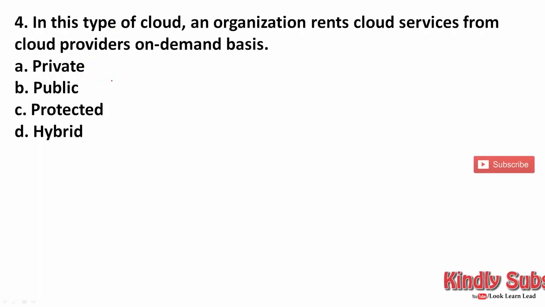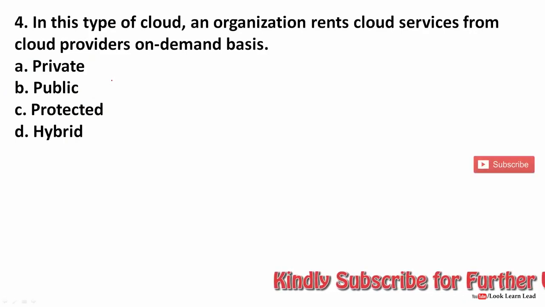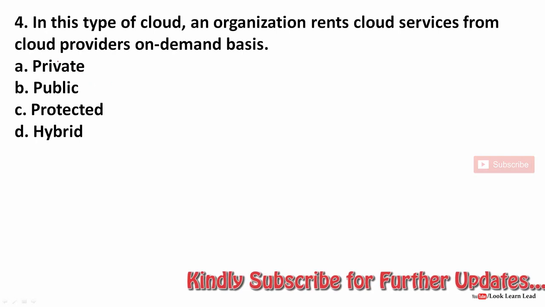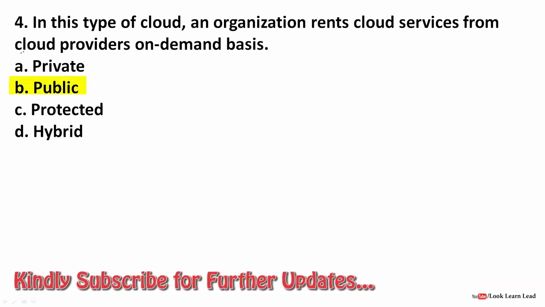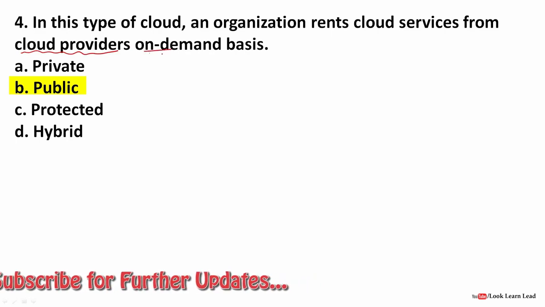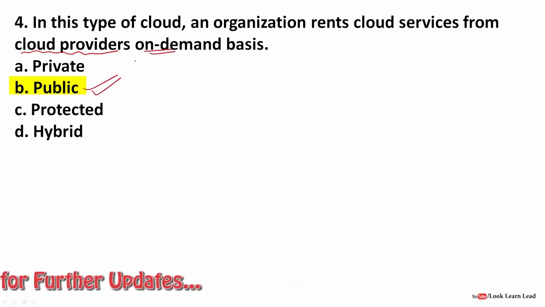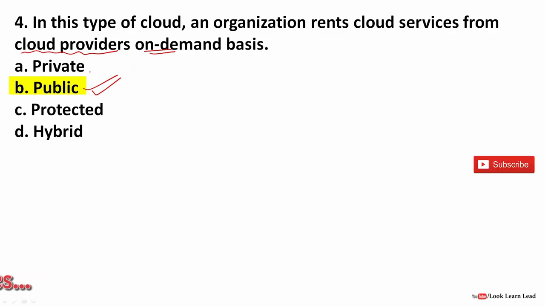Next. In this type of cloud, an organization rents cloud services from the cloud providers on demand basis. So we are renting from a third party on demand basis. So it is public, that is the pay as you go model. Private is privately owned by an institution, so it would be inside the private infrastructure. Protected is not a model.